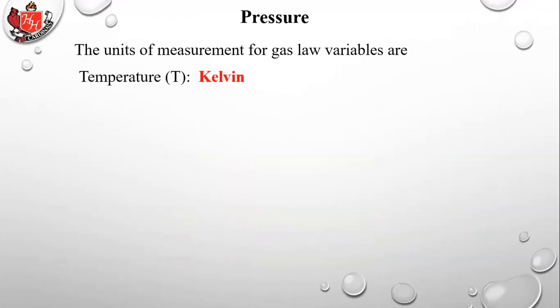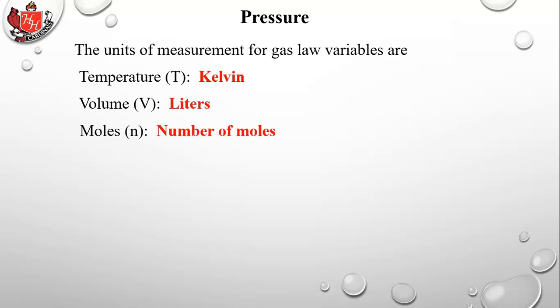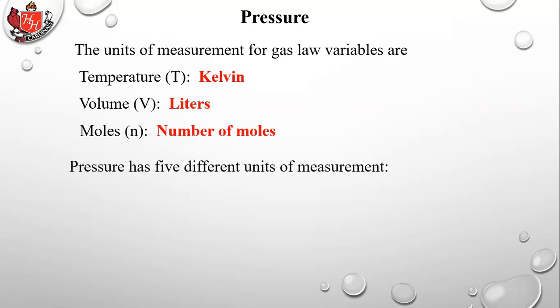The units of measurement for gas law variables are: temperature is measured in Kelvin, volume in liters, moles is simply a number of moles, and pressure now has 5 different units of measurement. Why 5? It's just they evolved from different areas of study, and so you need to understand how to convert from one measure to the other to do these problems.